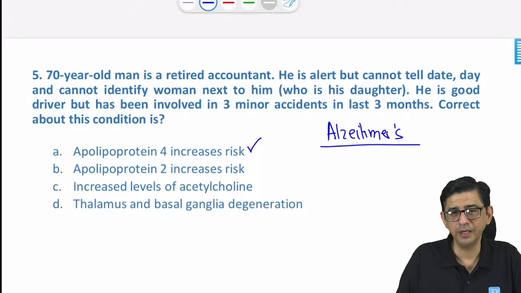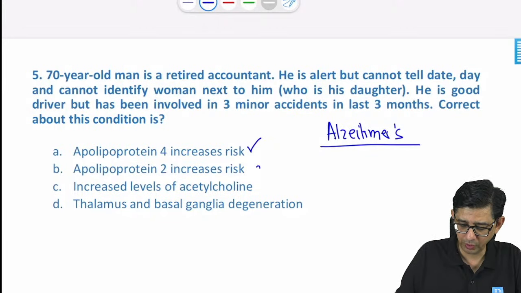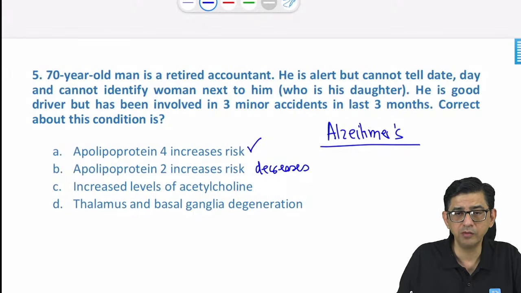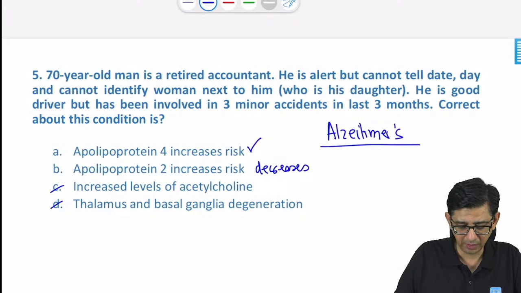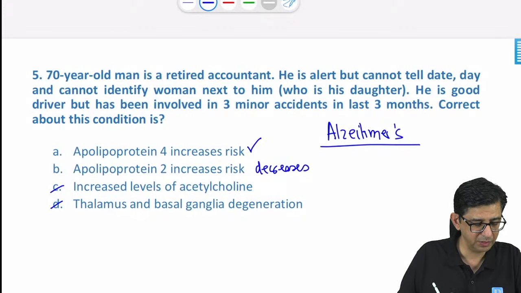Apolipoprotein E2 does not increase the risk, rather it decreases the risk, so that is why it is an incorrect statement. Then increased levels of acetylcholine, well, that's funny, and thalamus and basal ganglia degeneration are also funny statements. So it is just, epsilon E4 is the risk and E2 is protective.